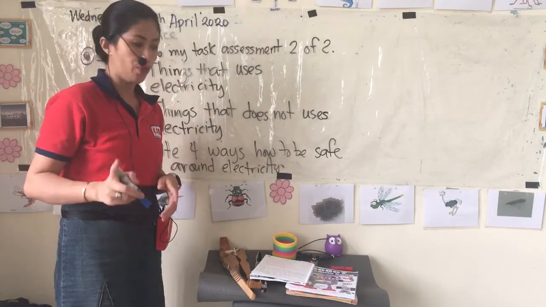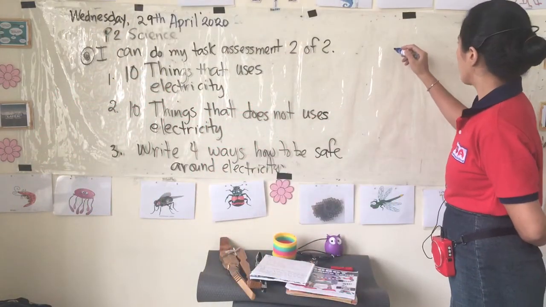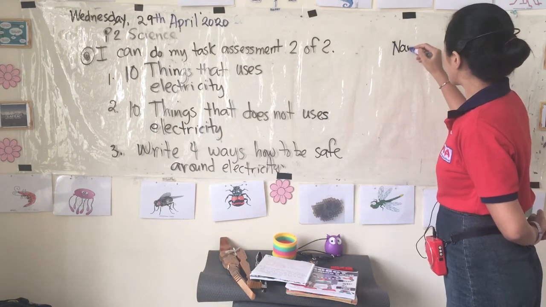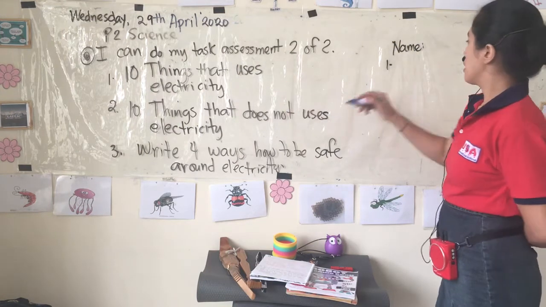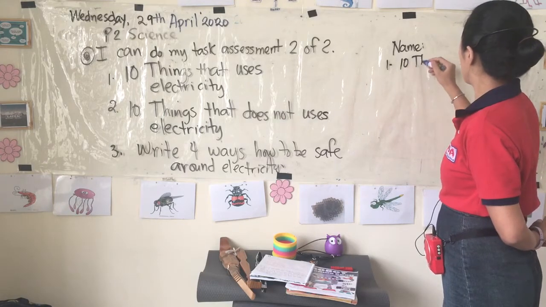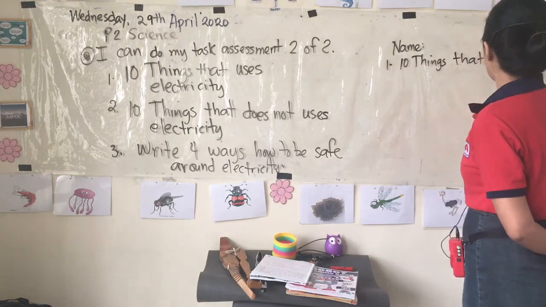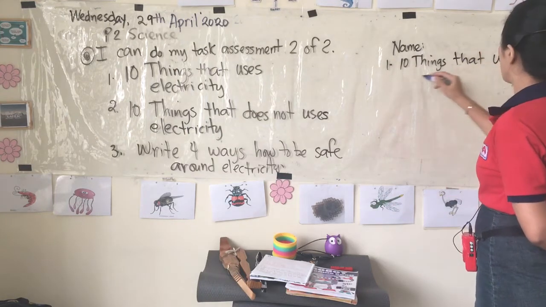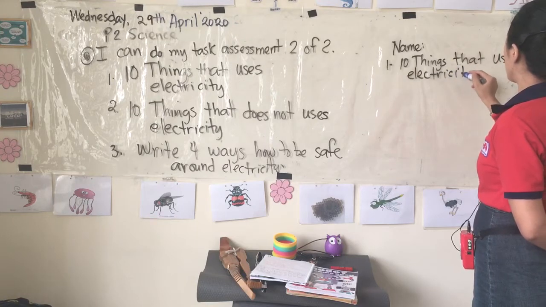So in your notebook, you are going to write down. For example, this is your notebook. You will write your name. And then you will write, number 1, 10 things that use electricity. And then you are going to write it down.